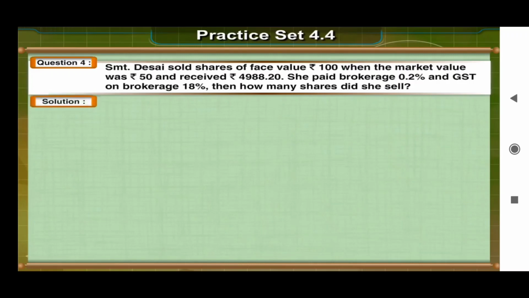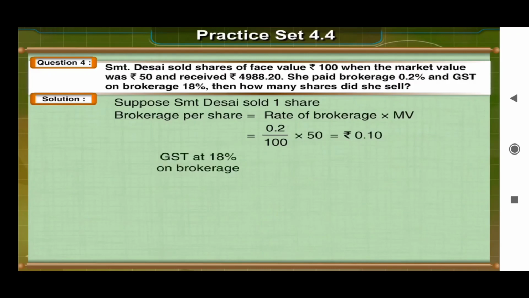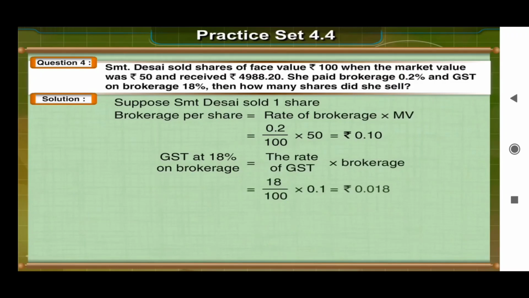Solution. Suppose Srimati Desai sold 1 share. Brokerage per share is equal to rate of brokerage into market value. So that is equal to 0.2 upon 100 into 50, and that is equal to rupees 0.10. GST on 18% brokerage will be the rate of GST into brokerage, so that is 18 upon 100 into 0.1, which is equal to rupees 0.018.